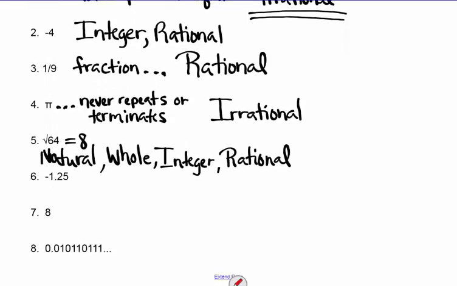Number 6 is the decimal negative 1.25. Now it is a decimal and it terminates, so I know because it is a terminating decimal that it is a rational number.